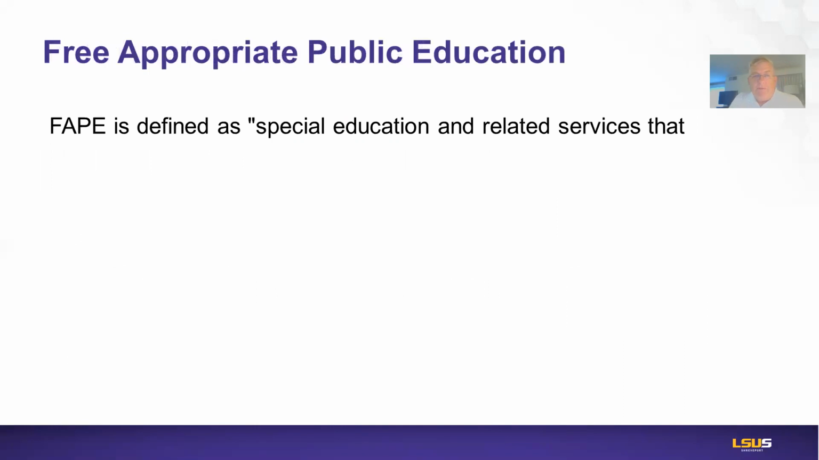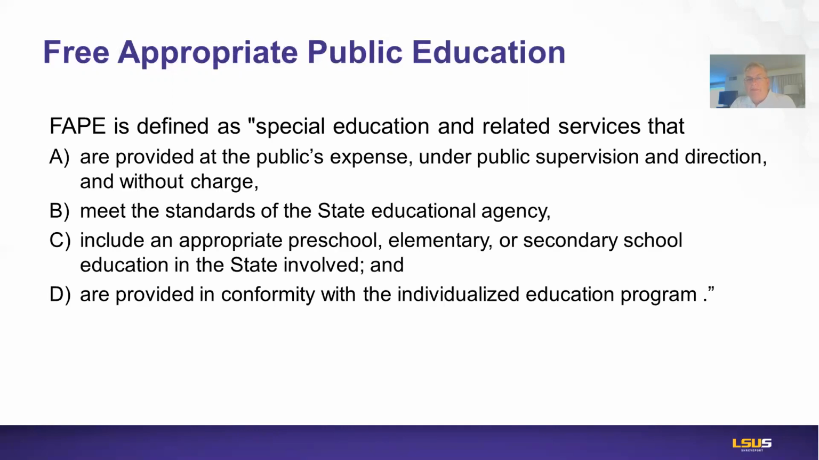Free appropriate public education is defined as special ed and related services that do these four things. First, that's provided at public expense, under public supervision and direction, and without charge. That's where it's free. That it meets the standards of the state educational agency, that it includes an appropriate preschool, elementary, or secondary school education, and that it is provided in conformity with the IEP.